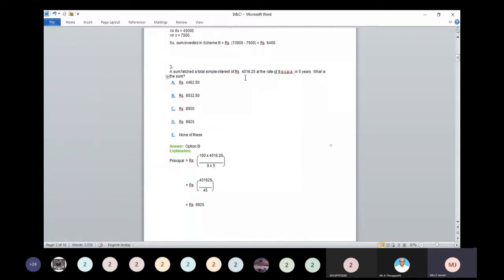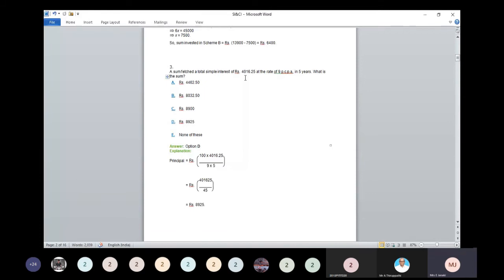So what is the P formula? What is P value? First, you write the formula. Simple interest is equal to PRT divided by 100. From this result, write down the formula for P. So P is equal to simple interest into 100 divided by R into T. Now substitute the simple interest: 4016.25 into 100 divided by R into T.